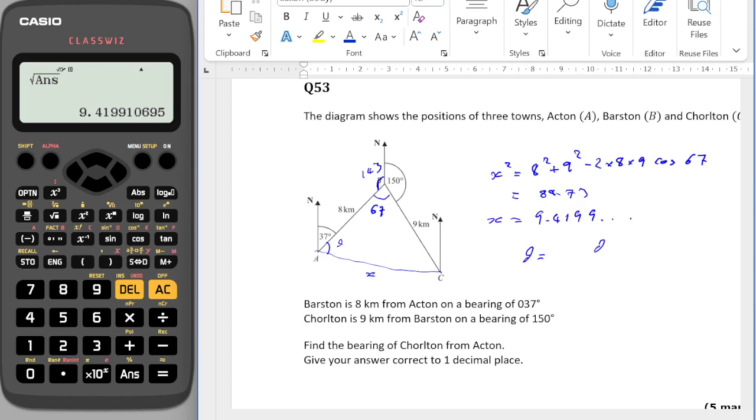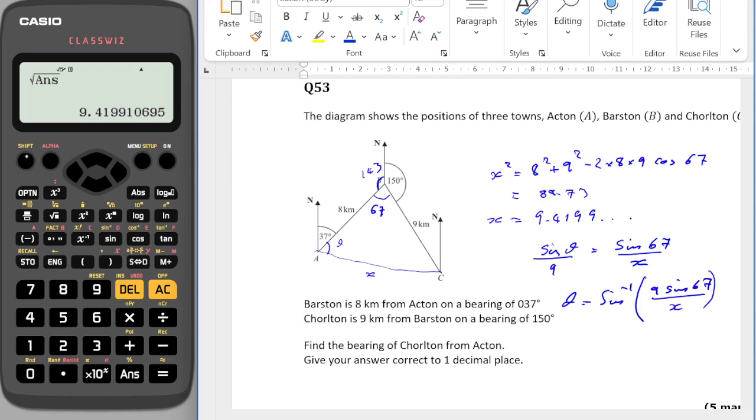So, there we go. Sine of the angle divided by 9 is going to be equal to sine of 67 divided by x. So the angle is going to be sine to the minus 1 of 9 sine 67 divided by x.